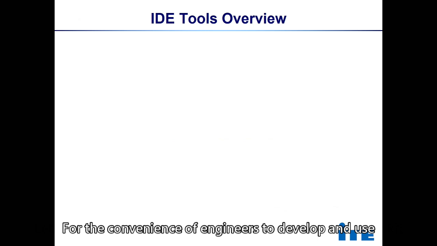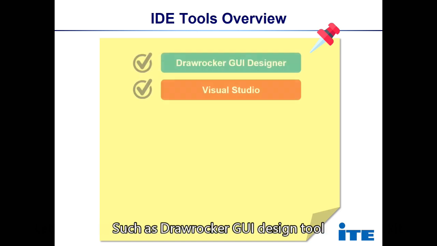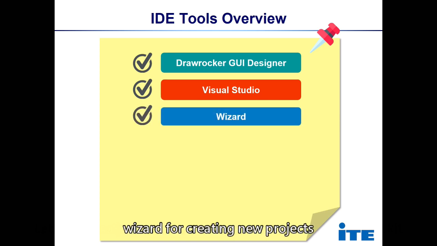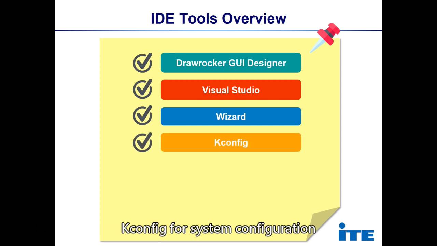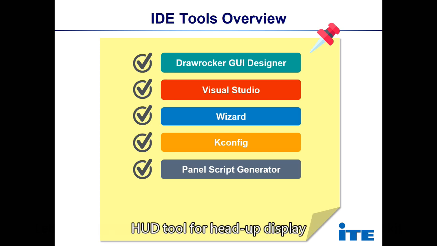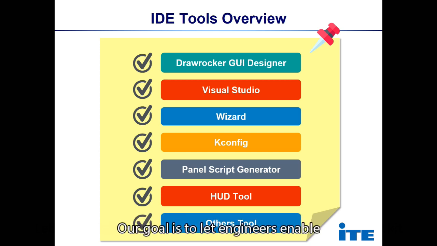For the convenience of engineers to develop and use, we also prepare a lot of development tools for you, such as DrawRocker GUI Design Tool, Integrated Visual Studio for programming and simulation, Wizard for creating new projects, Kconfig for system configuration, Panel Script Generator for various panel modifications, HUD tool for head-up display in automotive market and other tools. Our goal is to let engineers enable all functions automatically by using our IDE. Even though our IDE is quite complete now, we will continue to improve it step by step.